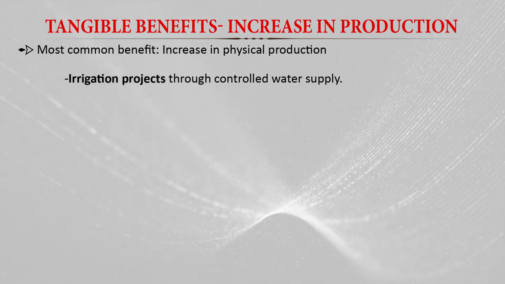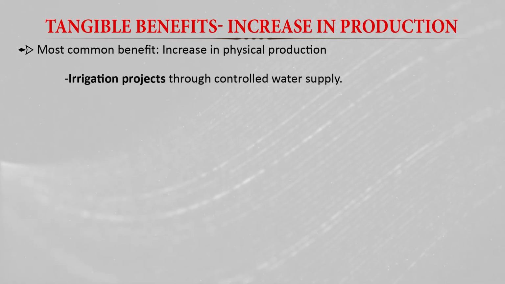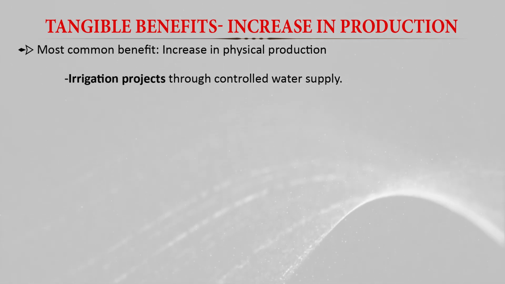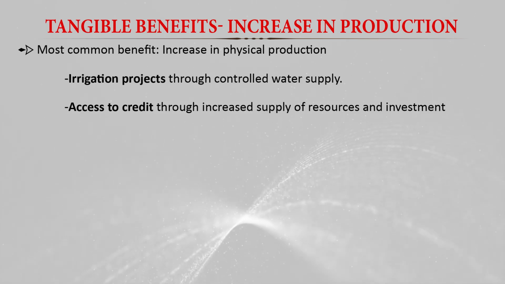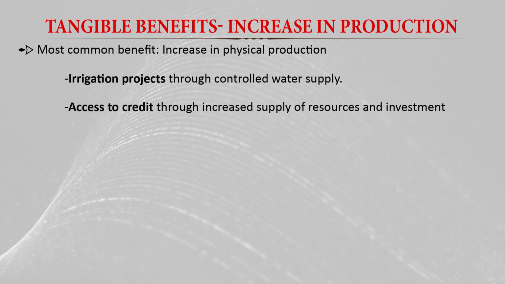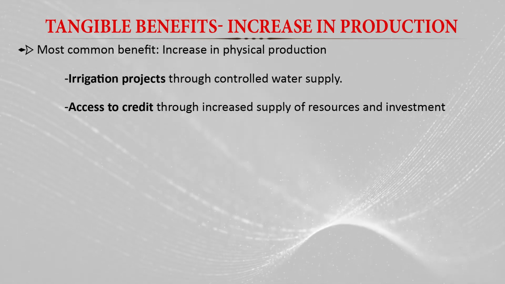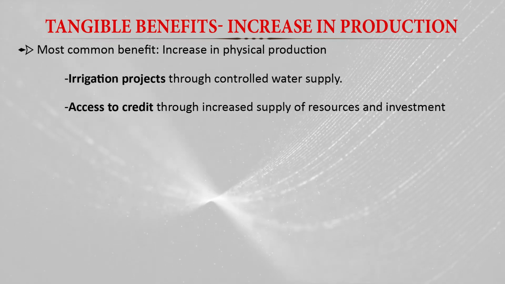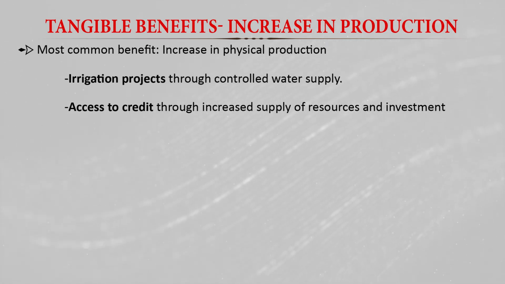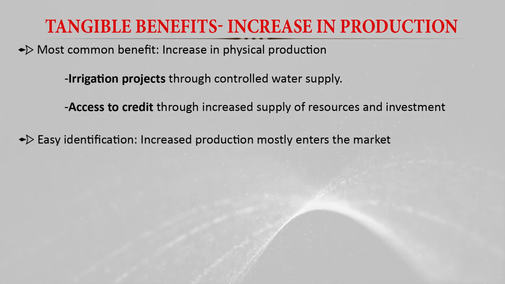In case of an irrigation project, we increase the agriculture production through controlled water supply, by providing irrigation in a timely manner at the critical stage of crop production. Then a project may provide access to credit. It also increases the agriculture production by helping in the purchase of inputs or resources, or in making investment in farm machinery. So it increases the productivity and production of the farm. In this way we observe that the increase in production is the most common tangible benefit in agriculture projects, and it is easy to identify.